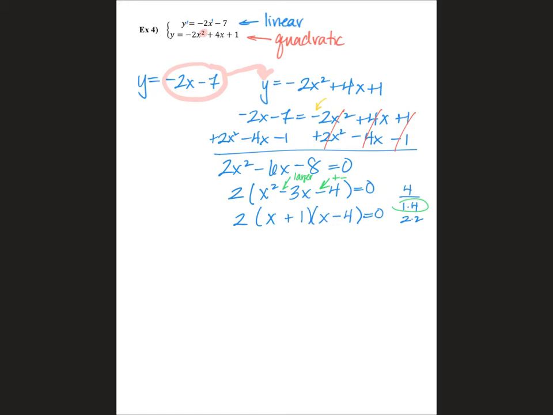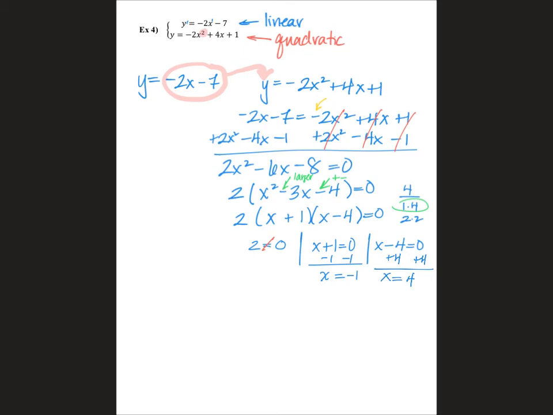I'm going to keep solving. I have three values here. Each one I'm going to set equal to 0. I have an x plus 1 equals 0, an x minus 4 equals 0. This first equation is what they call a contradiction because we all know that 2 does not equal 0. Solving the other ones, I'm going to subtract the 1 over. That's going to give me x equals negative 1 as one of my x values. Adding the 4 over, that's going to give me x equals positive 4 as my second x value.